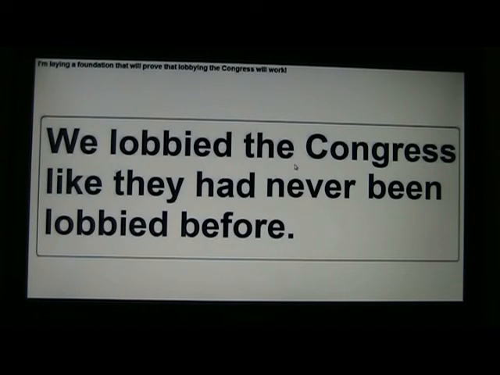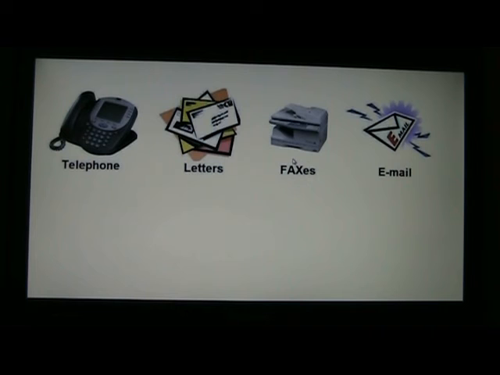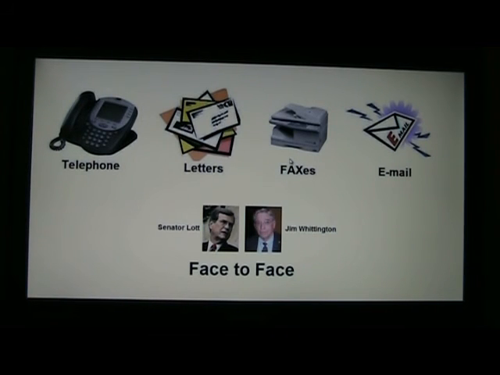We lobbied the Congress like they had never been lobbied before. We made telephone calls, and we sent them letters, and we sent faxes, we sent them email, and we went face to face.